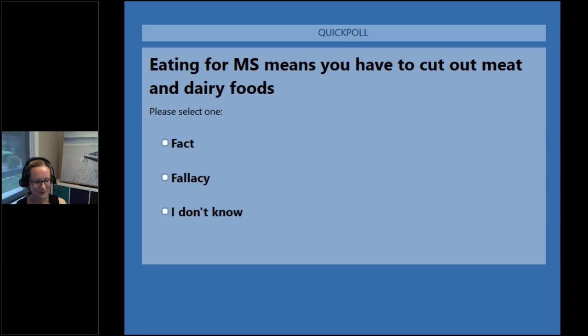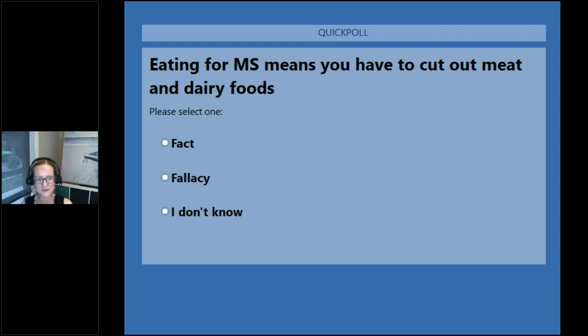And this is a nice easy one. It's just whether it's a fact, whether it's a fallacy, or whether you've got no idea. So a lot of people have voted now, and we've got about two thirds fallacy, 20% I don't know, and about 15% fact. Beautiful. I like that we've got a bit of a split there.